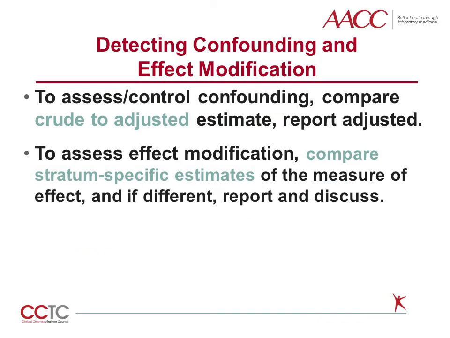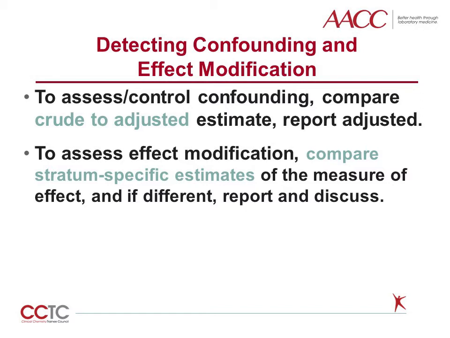So how do we find out if there's confounding and effect modification? As we said before, for confounding, we compare the crude or the unadjusted estimate between the exposure and the outcome to the adjusted estimate between the exposure and the outcome. If there's a difference between it, then that will adjust for that confounding factor, and we report the adjusted, unconfounded factor. To assess effect modification, we compare the stratum-specific estimates of the measure of the effect. We look at the relationship between the pill and side effects just among older people.